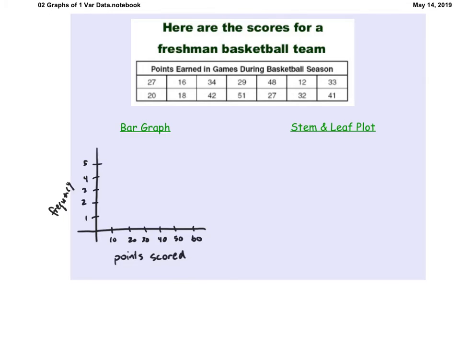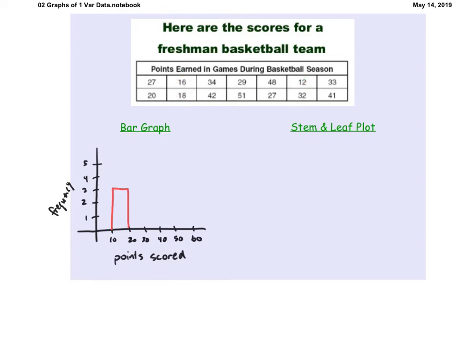Okay, so no game was between 0 and 10, so we're going to leave that little section blank. From 10 to 20, it looks like I have 16 and 18 and 12. So it looks like I have 3 of those. So I'm going to make a little bar. It's going to go up to a frequency of 3 in between 10 and 20. All right, let's erase this stuff.